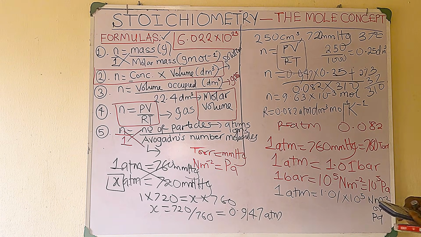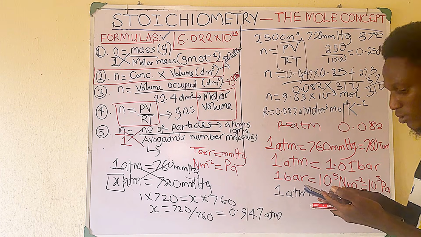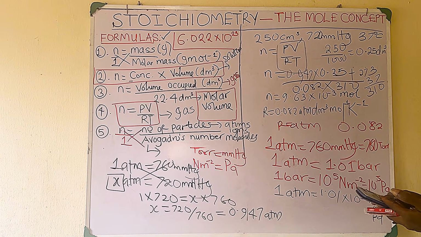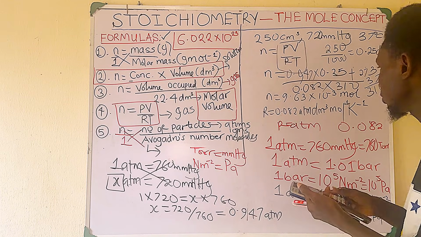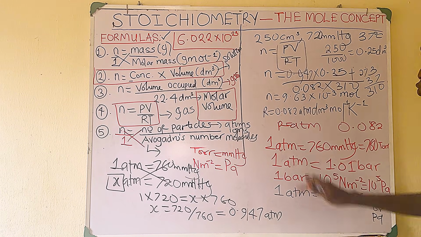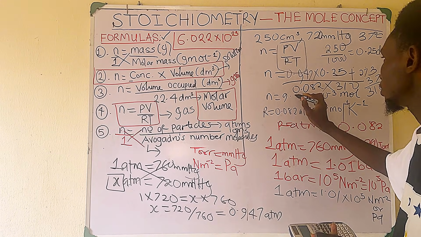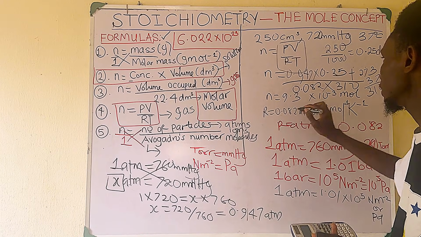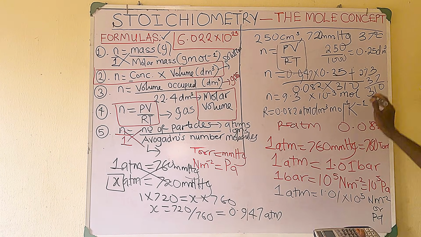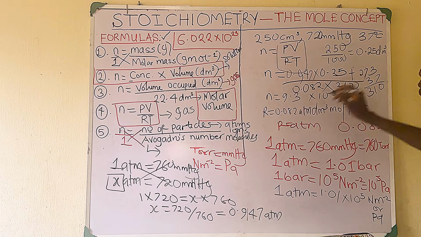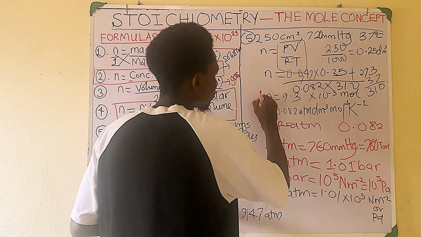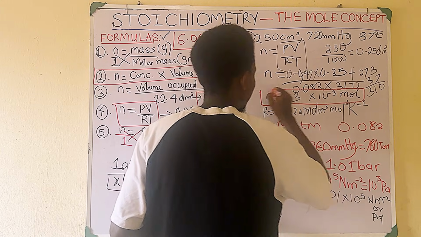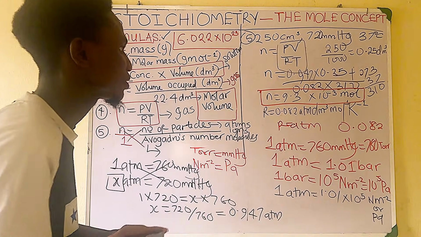It's going to give you 9.3 and not 9.63. So it's 9.3 times 10 to the power minus 3. So you always add it up well. So 273 plus 37, so it's 310. So our answer to this question now, the fifth question, is 9.3 times 10 to the power minus 3 moles.